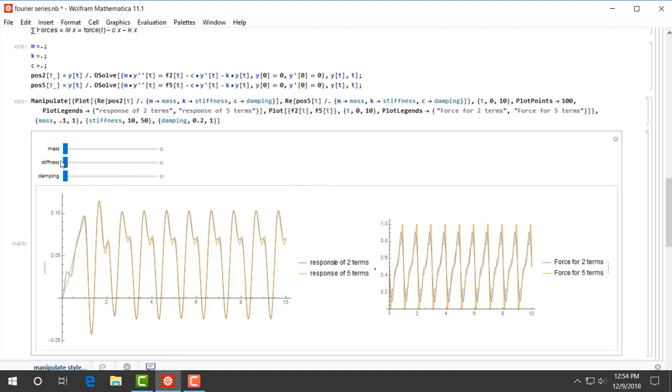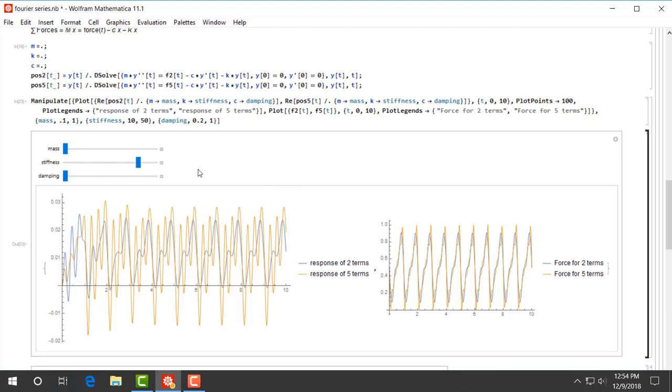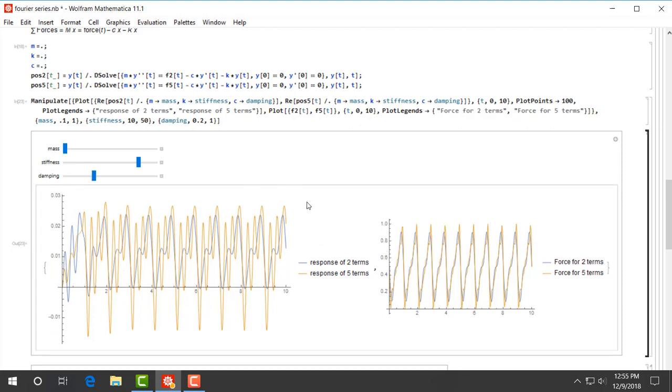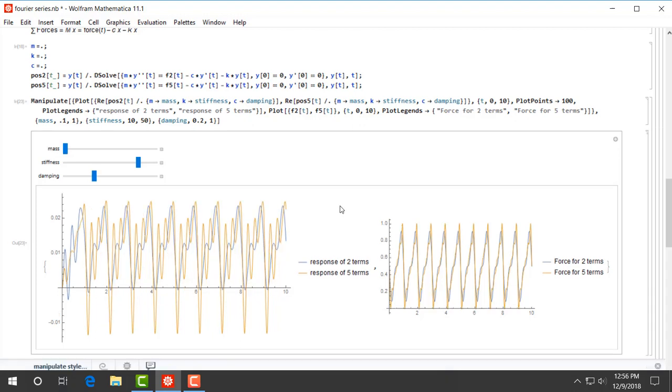However, if we increase our stiffness, we can now see that the responses to this system is very different, right? So we have the same force as before being put in, but because our stiffness is increased, it responds more to these little fluctuations. So the response is wildly different between the two. And if we increase damping on the system, you can see that it has quite a different effect on it as well.